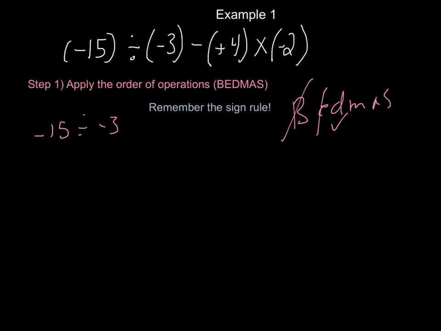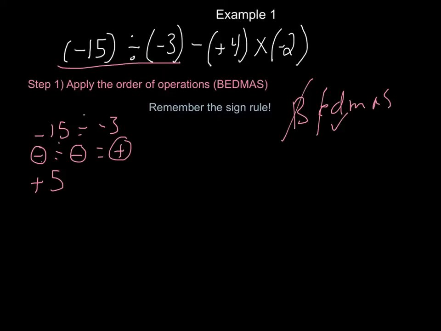So, remembering the sign rule, I've got a negative being divided by a negative, which I know will give me a positive, because two signs that are the same, that are multiplied or divided together, will give us a positive. I'm just going to do the work now. So 15 divided by 3 is actually 5, so my answer is plus 5 here. So on this side, I've got a final answer of plus 5. Now I'm going to go back to my BEDMAS.